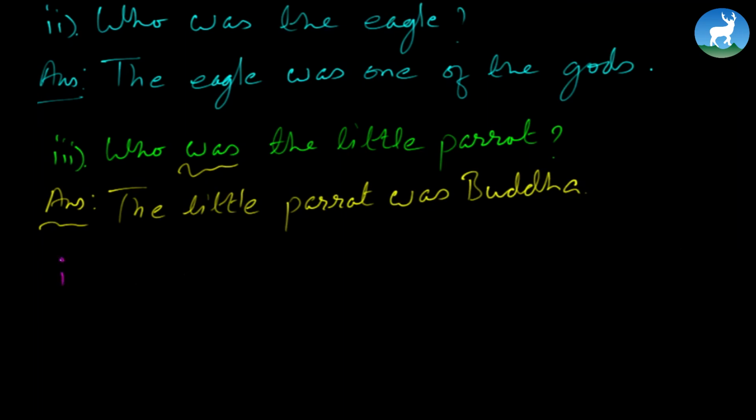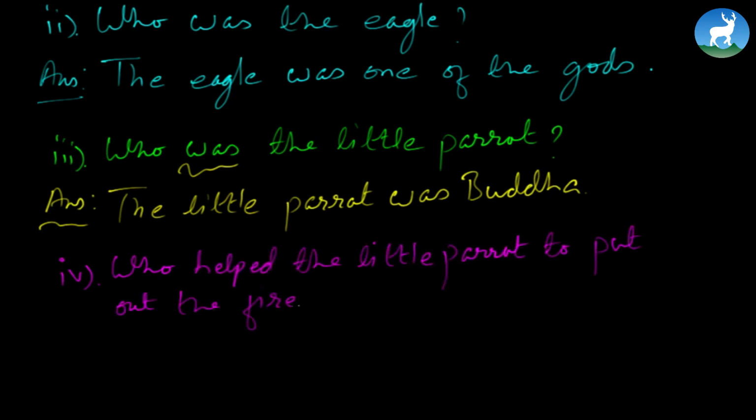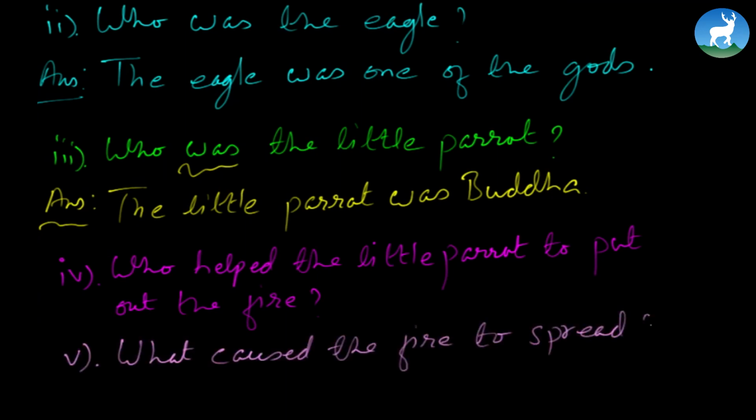Now let's look at number 4. Who helped the little parrot to put out the fire? Again, isn't it a very simple question? Who helped the little parrot to put out the fire? Number 5 again. What caused the fire to spread? Now, how did the fire spread in the jungle? And the answer to this is very simple actually. It was the wind, alright, which caused the fire to spread. Okay. So these are the questions. You can easily do it at home.